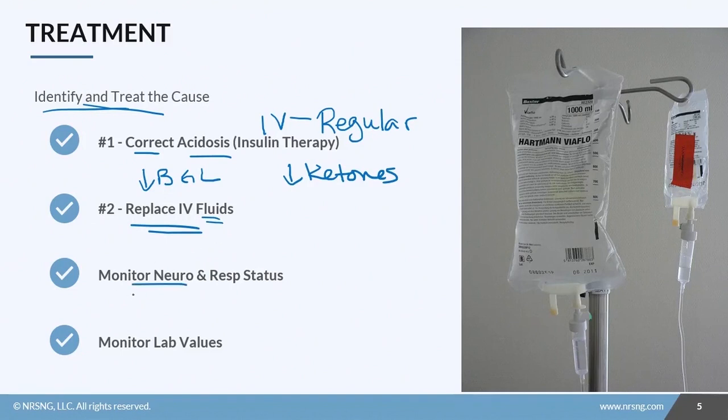We want to monitor their LOC, monitor their respiratory status. Remember, they can get really tired with all that heavy breathing, and they can have some neuro changes, so we want to make sure that we keep them safe. Many patients end up requiring intubation and ventilation just because they wear out and they can't breathe well anymore.